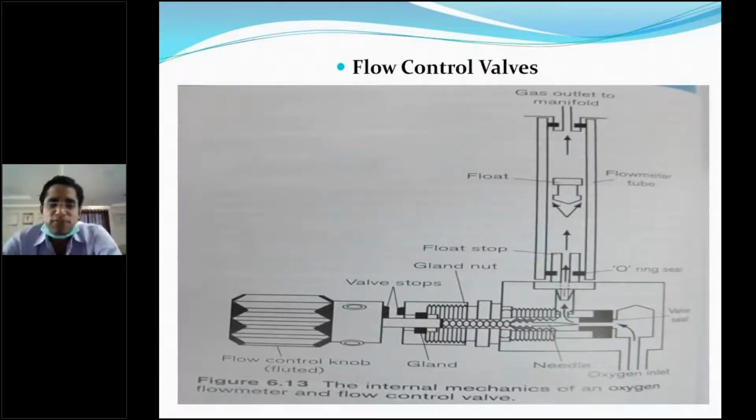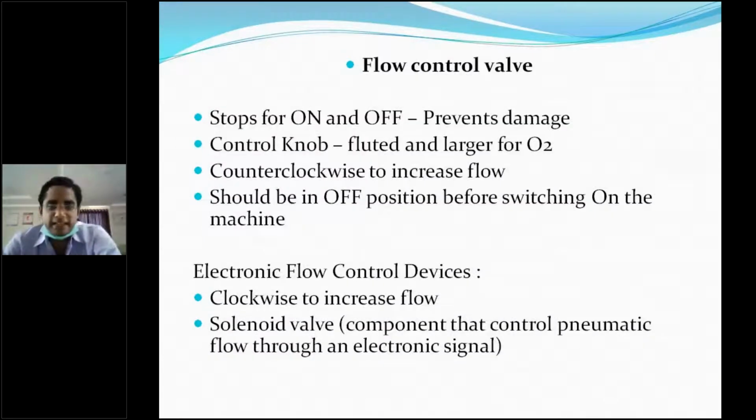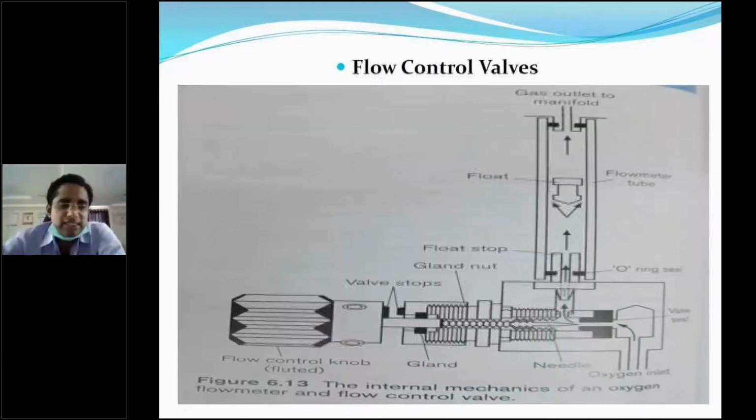Next are the flow control valves. I'll be telling you about them. So this is the flow control knob. Here, if you can see, it has a fluted edge. Fluted means it has some longitudinal lines for proper grip. And these are the valve stops. When you turn clockwise to open and anti-clockwise to close, when you open the valve, these valve stops enter each other, and this comes to this edge.